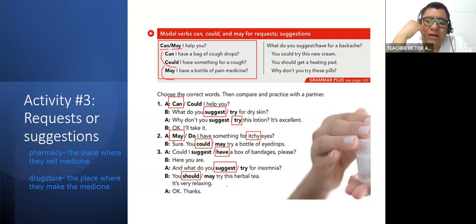Or another one, can I help you? Yes, may I have something for stomach ache, right? I feel really bad. Sure. You could try, and then you give the example. You notice, very short conversations.